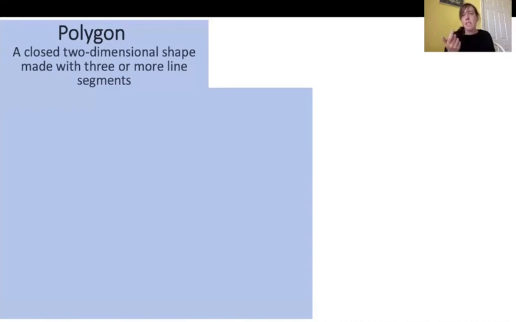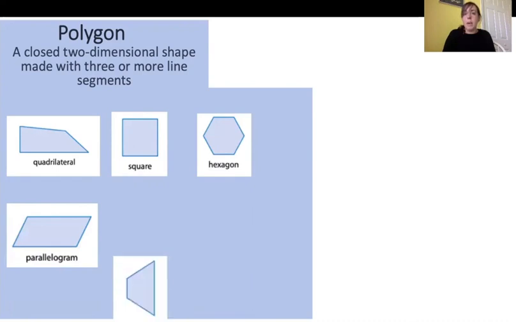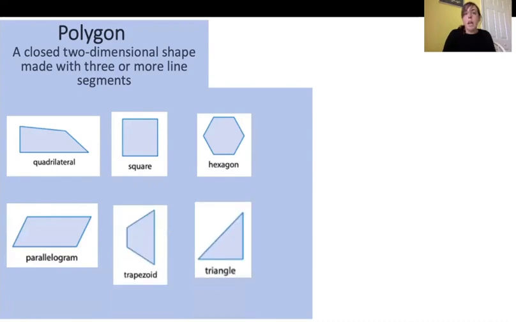So that makes sense because the smallest possible polygon is going to be some sort of triangle. And the reason for that is because if you only have 2 lines, there's no way to really connect both of those lines the same way, okay? So here are some examples of polygons. We have quadrilaterals, squares, hexagon, parallelogram, trapezoid, and triangle.